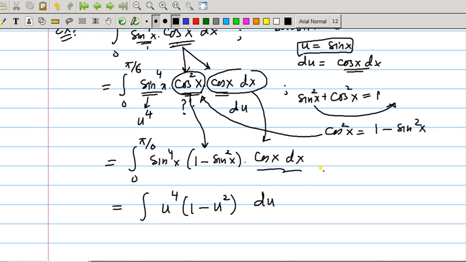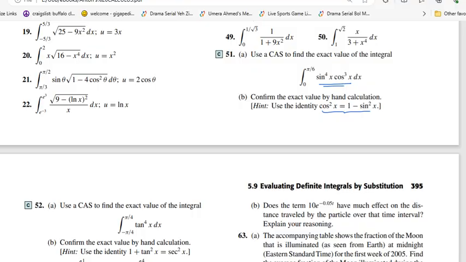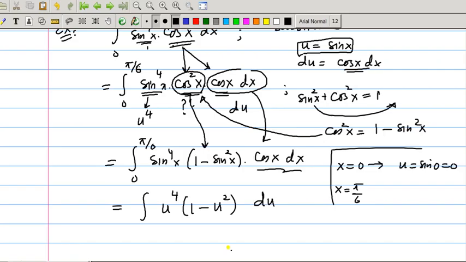And for 0 to pi by 6, I have to change the limits now. When x is 0, my u is sine 0. Sine 0 is 0. When x is pi by 6, so u is sine pi by 6. Sine pi by 6 is sine 30. Sine 30 is 1 by 2.